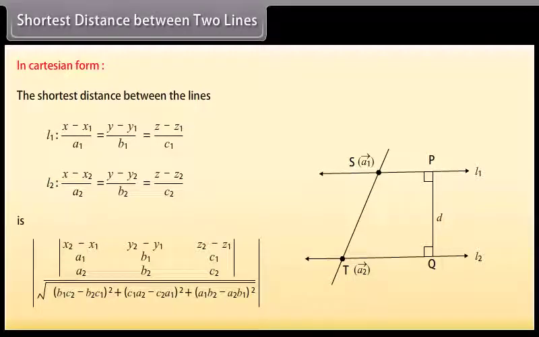is modulus of determinant, row-wise: first row x2 minus x1, y2 minus y1, z2 minus z1; second row A1, B1, C1; third row A2, B2, C2; divided by square root of (B1 C2 minus B2 C1) square plus (C1 A2 minus C2 A1) square plus (A1 B2 minus A2 B1) square.